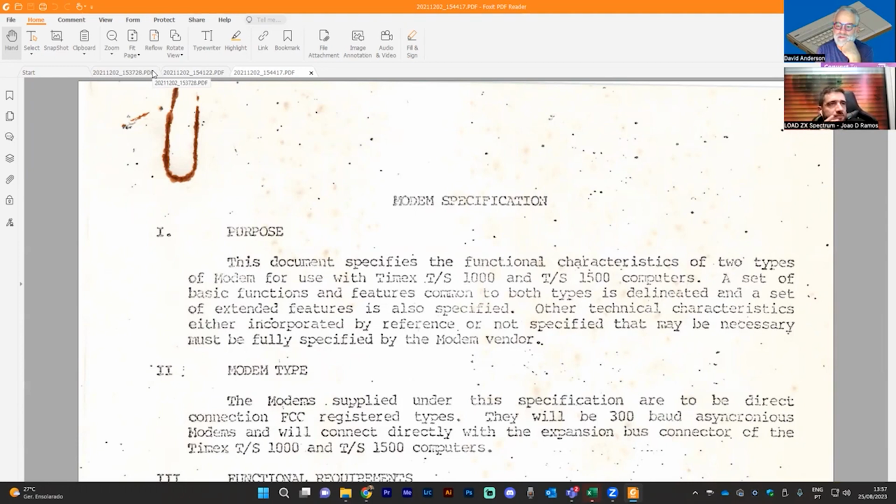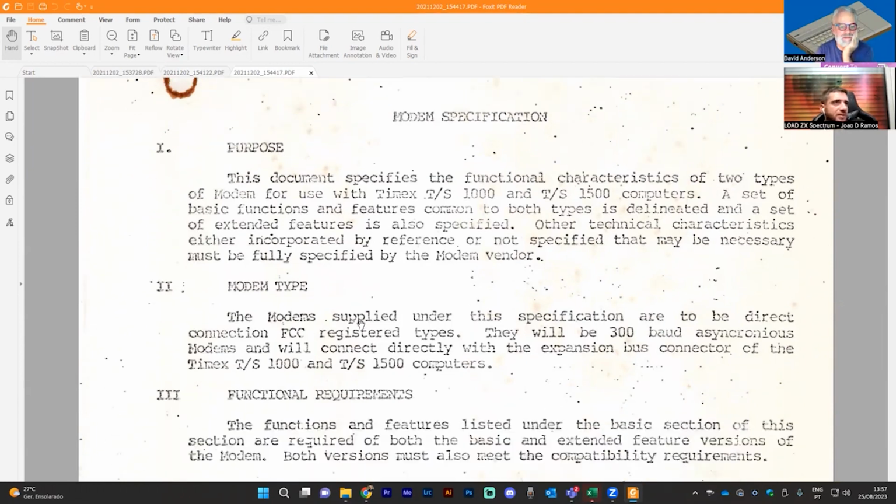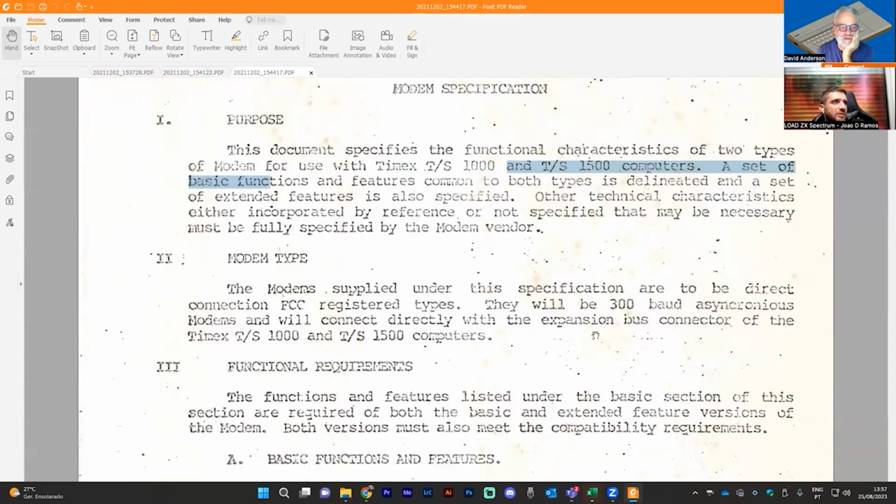So the modems, the West Reach, we spoke about it several times already. That one was also for the 1500, right? Yeah, it was 1000, 1500, 2068, so it's the very beginning. But there are two types of modem for use with 1000 and 1500. Interesting. I wonder what happened to the two types.